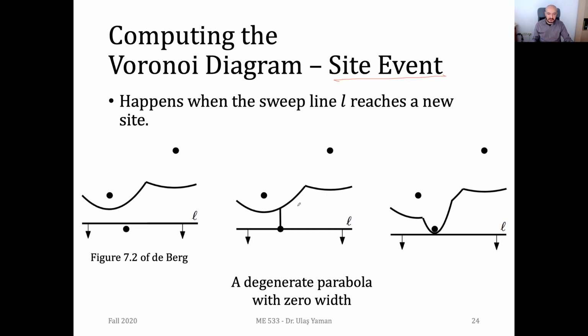And at this point, obviously, as I said, this can be considered as a line, or you may also name it as a parabola having just a 0 width. And as you go downwards, obviously, the size of our parabola will be getting larger.